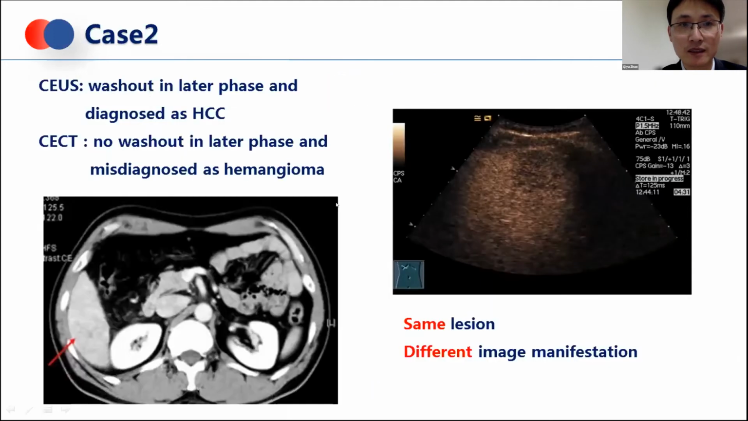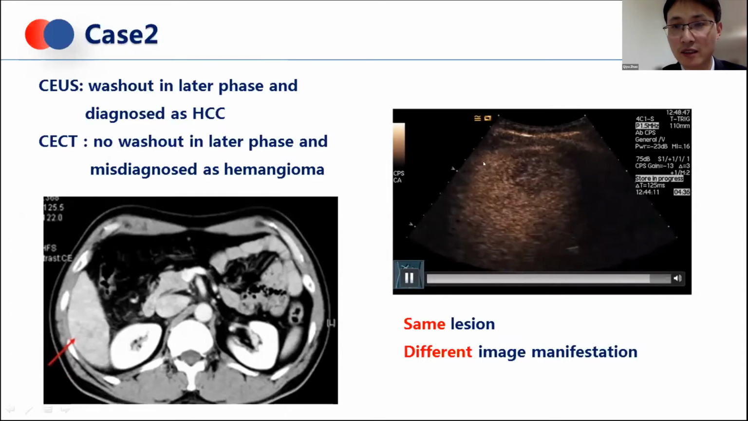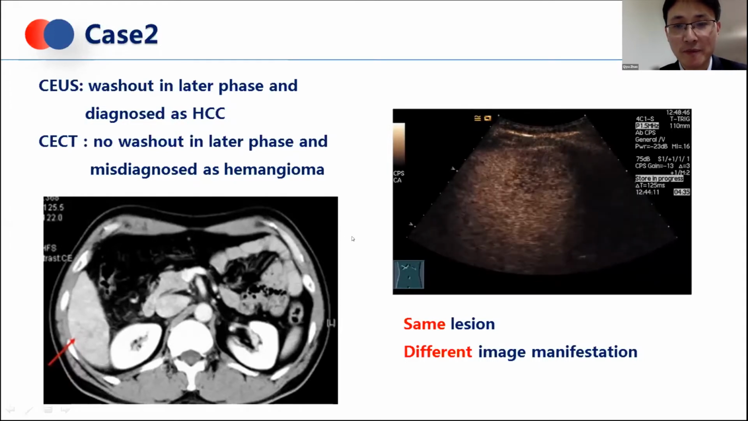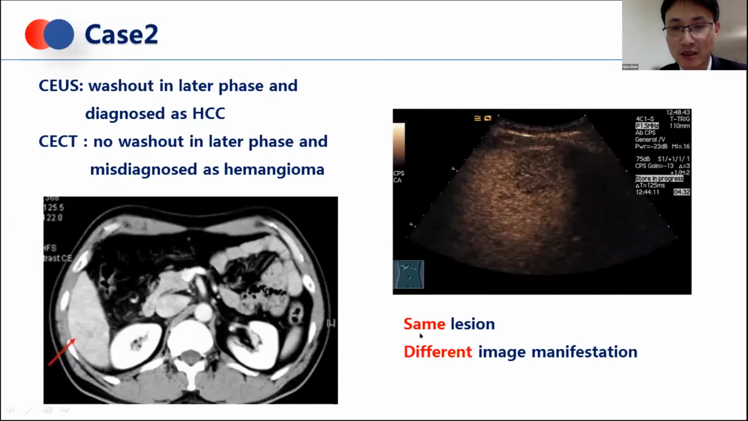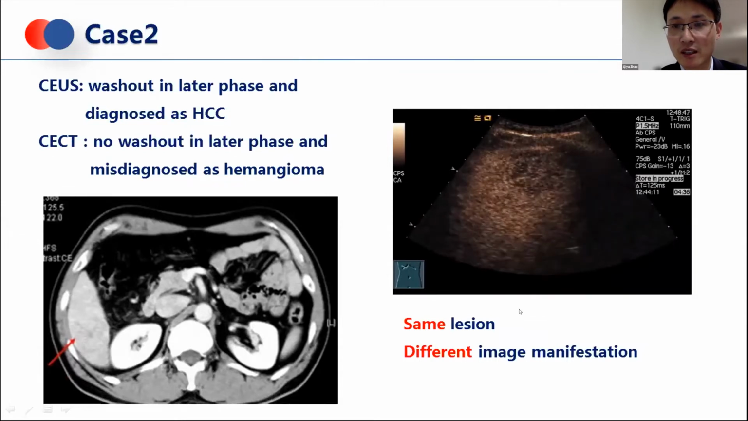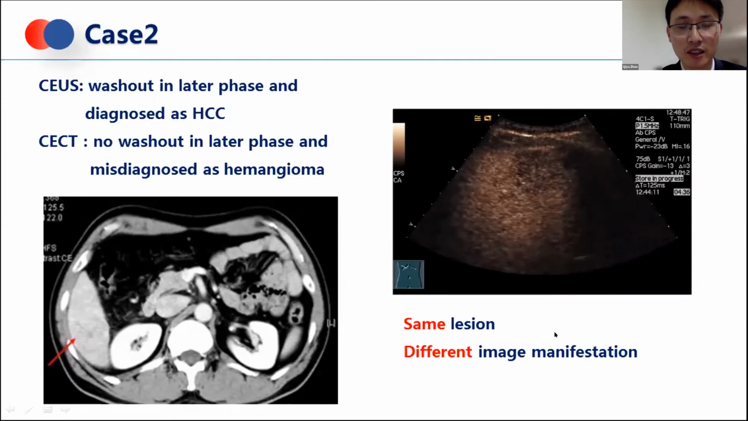And in the later phase, CEUS found washout clearly, and the final diagnosis is HCC, while in contrast CT, no washout in the late phase, and it was misdiagnosed as hemangioma. The reason why is the same lesion has different image demonstration. Maybe because contrast ultrasound is real-time monitoring, while the contrast CT scan may be too late or too early.